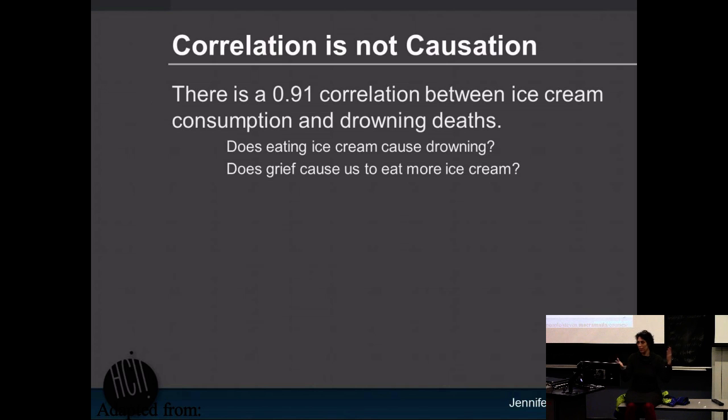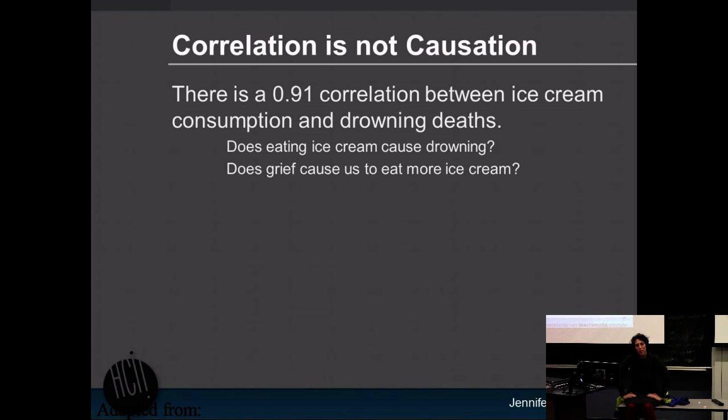No? Yes? Maybe? Some? So there is actually a 0.91 correlation between ice cream consumption and drowning deaths. So here's a question for you. Does eating ice cream cause drowning? So why is this correlation there? There's a good reason for it. It's more than a coincidence. Yes?